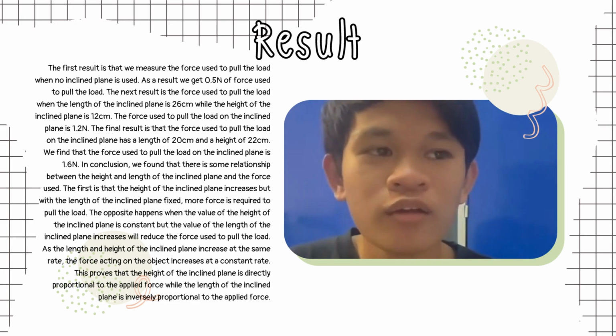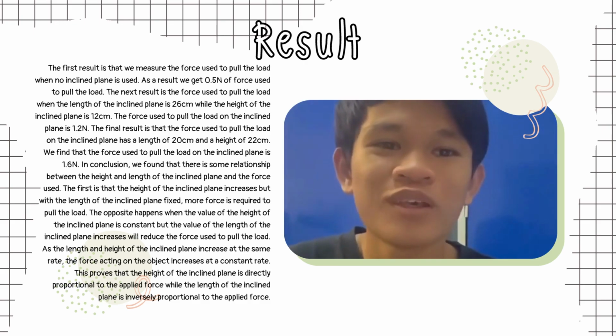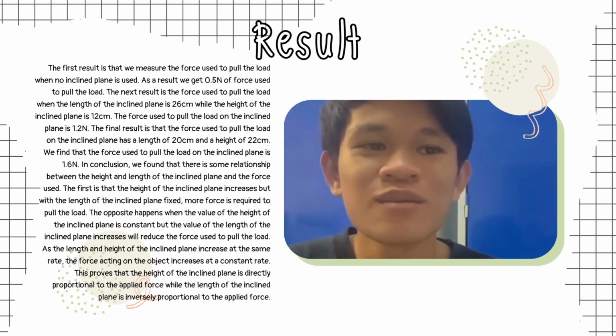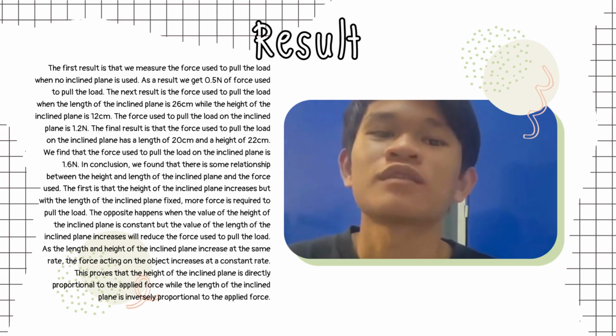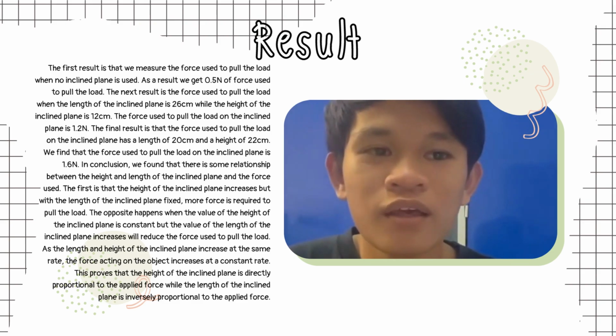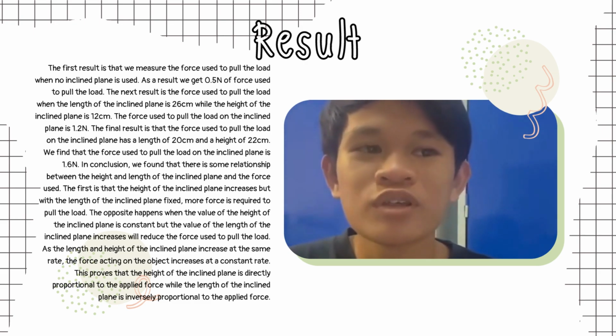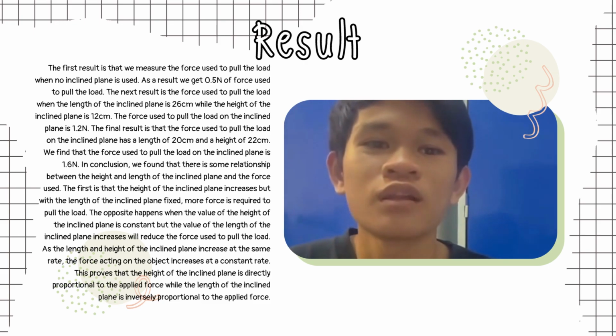As the length and height of the inclined plane increase at the same rate, the force acting on the object increases at a constant rate. This proves that the height of the inclined plane is directly proportional to the applied force, while the length of the inclined plane is inversely proportional to the applied force. That's all I can share from the result we got.